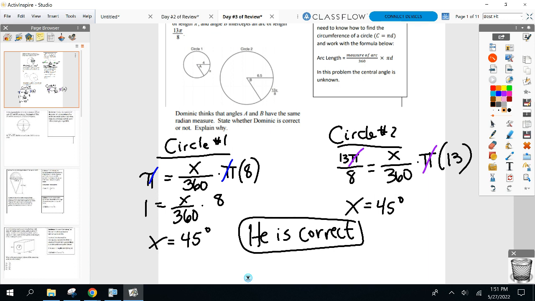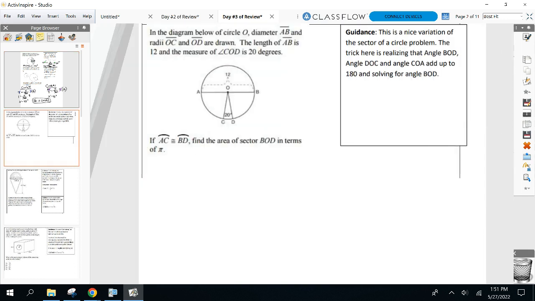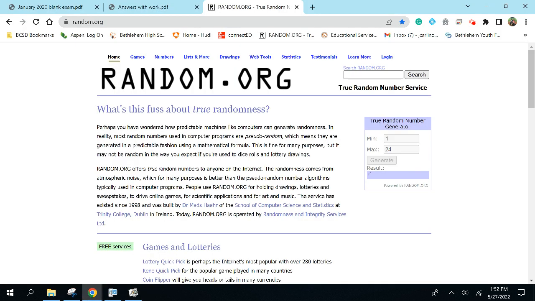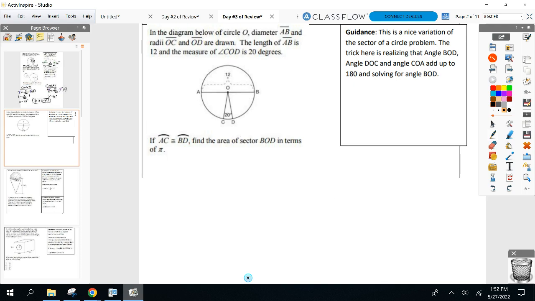Anybody else? Good suggestions and questions. All right, one more sector question. Find the area of sector BOD. Let's go. Area of a sector equals measure over 360. Can you help me find the measure of angle BOD?